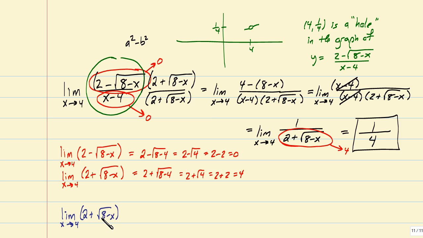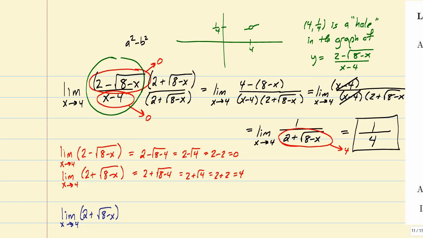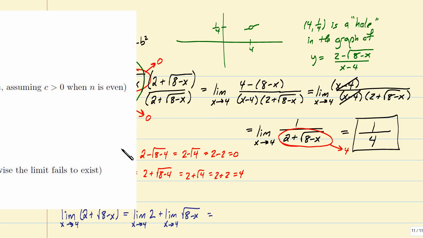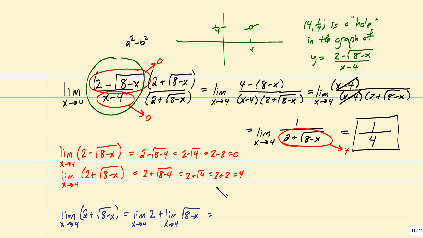Notice we're looking at the limit of a sum. But we have a limit law for such things. The limit of a sum of two functions can be written as the sum of the limits of those functions. So we can break this apart. So this is the limit as x approaches 4 of simply 2 plus the limit as x approaches 4 of the square root of 8 minus x. Now the first one is easy. The limit of a constant is that same constant value. So that should be 2 right there.